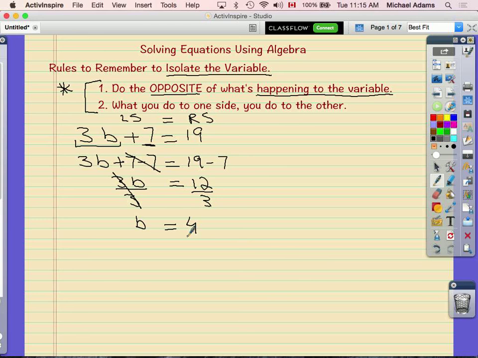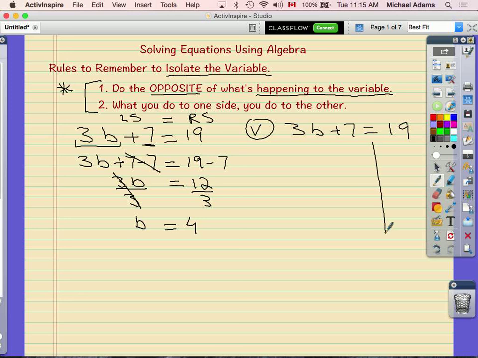Now, the next thing, remember, is what's called a verify. I'm going to write a V for verify. I'm going to check my answer. In order to check my answer, I'm going to rewrite my equation. 3b plus 4 is equal to 19. Oh, not plus 4, sorry, my mistake. That should be a plus 7 equals 19.